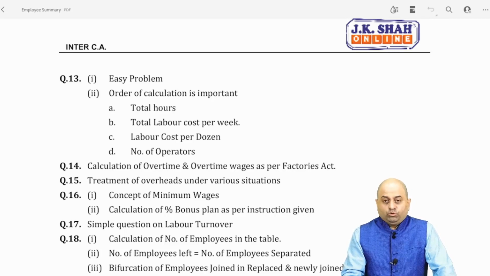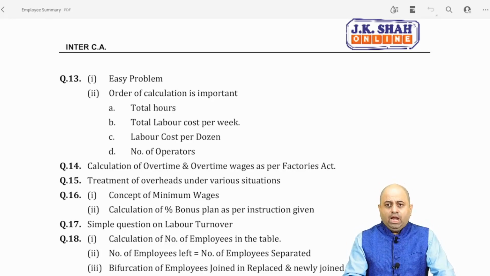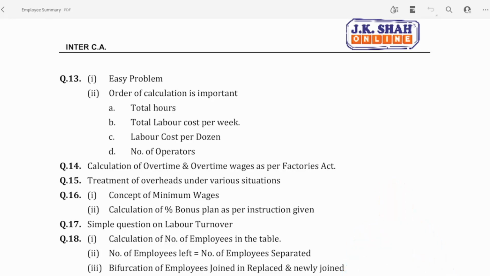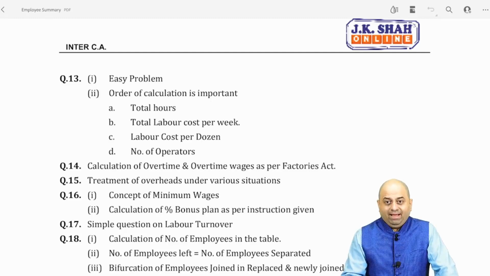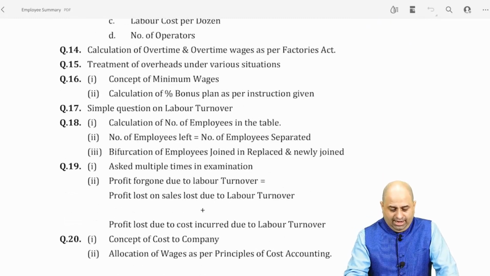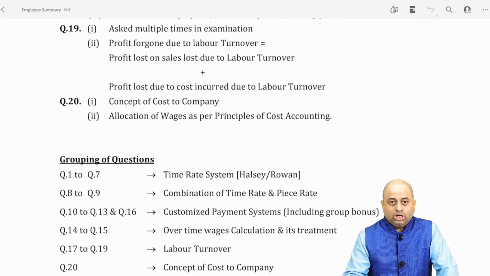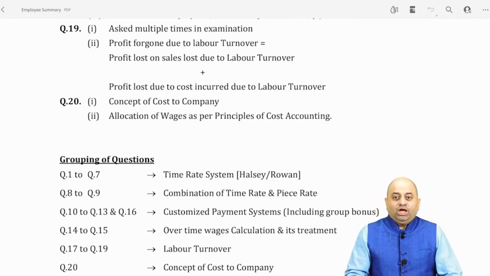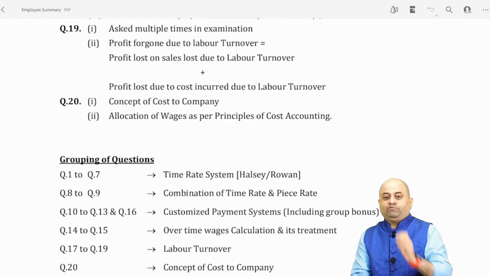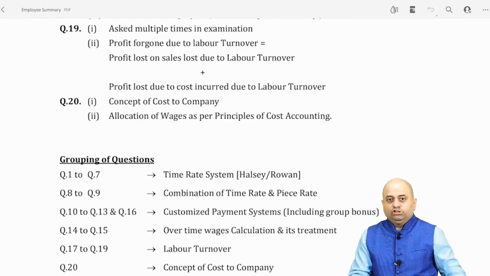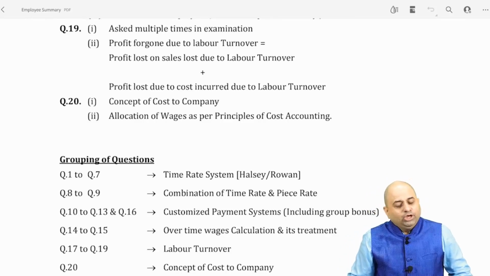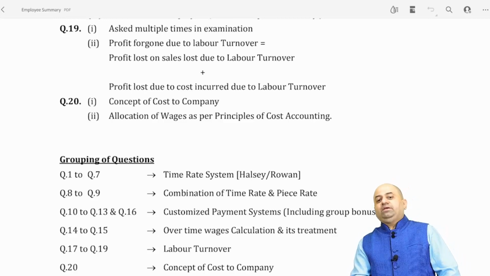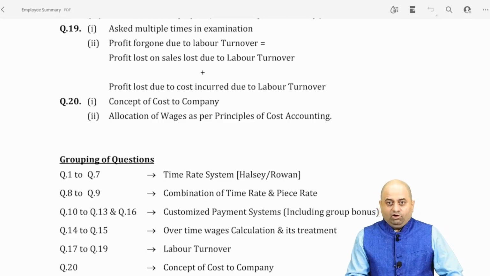And of course, I would like to be invisible. And I'm back. And then the remaining questions, along with the grouping of every question, where each question falls under which category, are also available at the end. You can certainly look at it at any point of time.